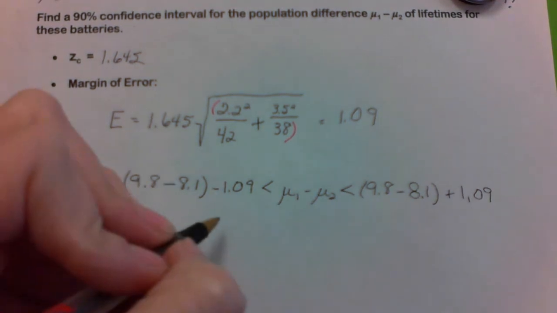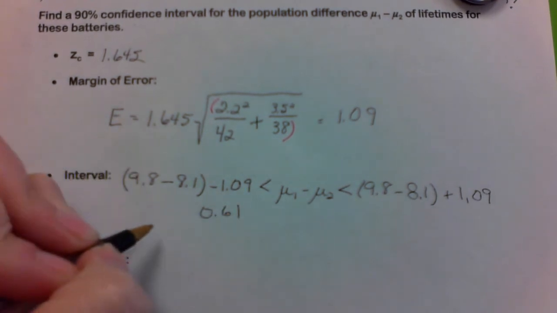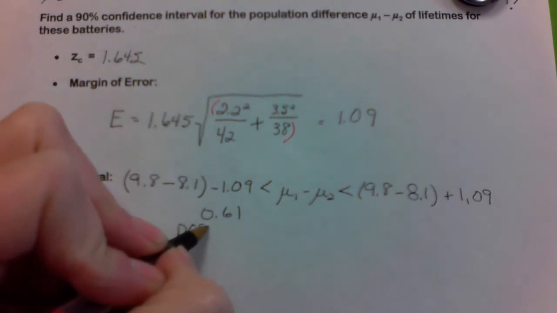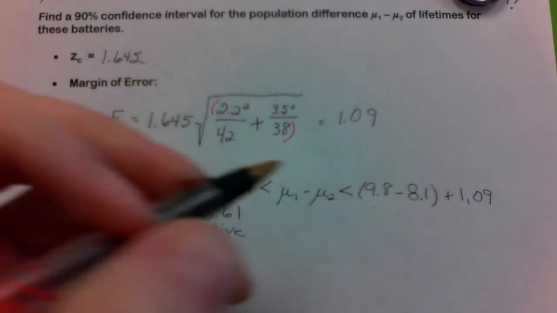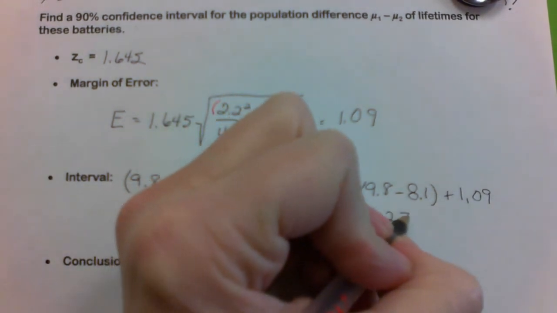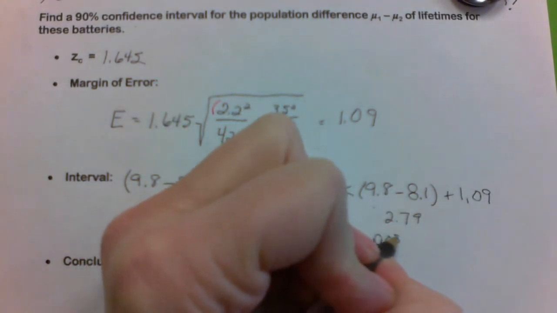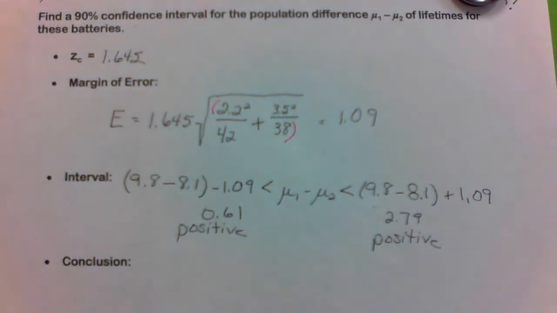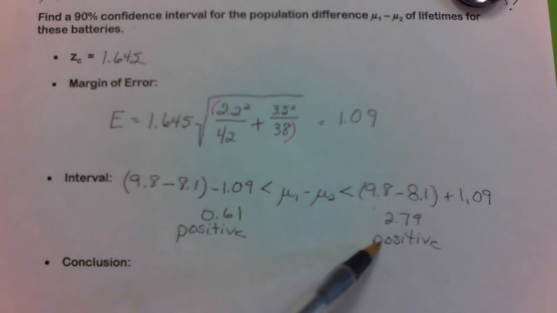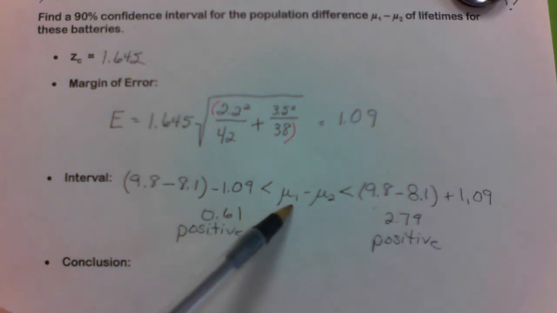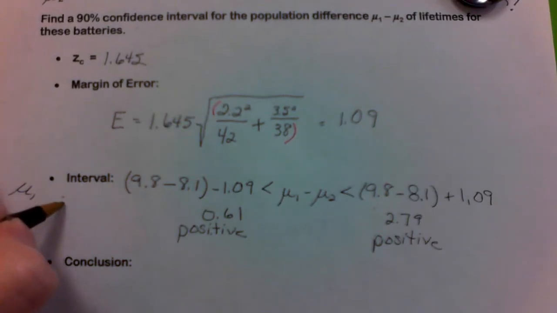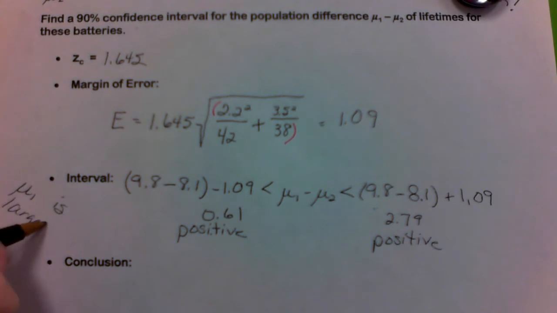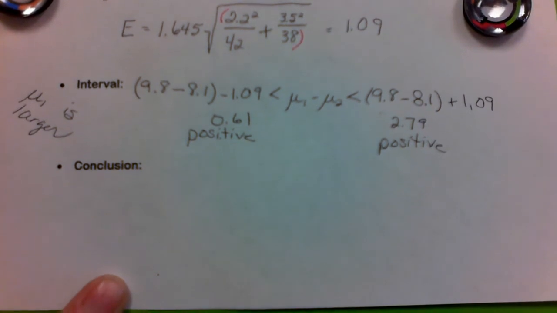And on the left side, I get 0.61. But what I'm really interested in is knowing that this is a positive number. Then on the calculation over here, I calculate 2.79. But again, what I'm interested in is knowing that it's a positive number. Because if I get two positive numbers, then that tells me that anytime I subtract these, I always get a positive value, which tells me that mu1 is larger. So now I know that mu1, which is Duracell, is larger.